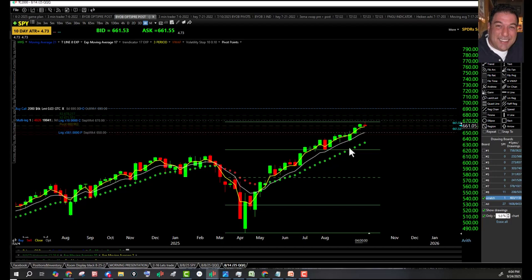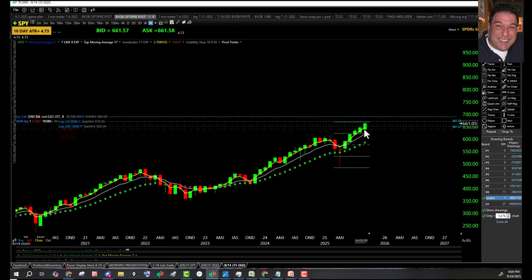Weekly chart, see all the green dots. Weekly still in a bullish uptrend. Bullish, still in an uptrend. Monthly chart, bullish, still in an uptrend.